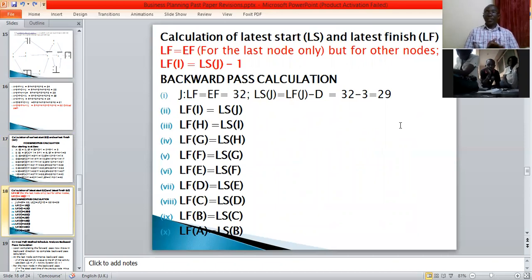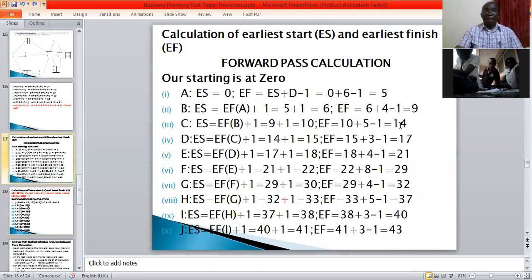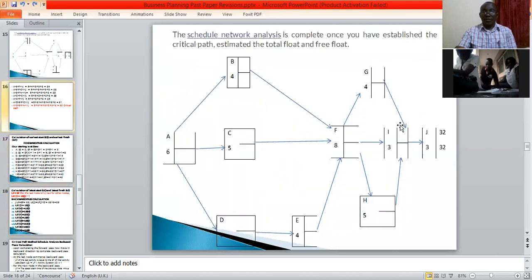There is this principle. If you look at this, I don't know what happens with this phone. It has started again.